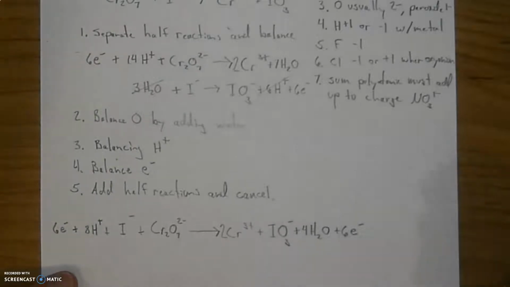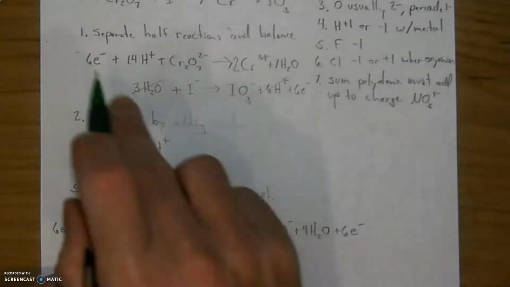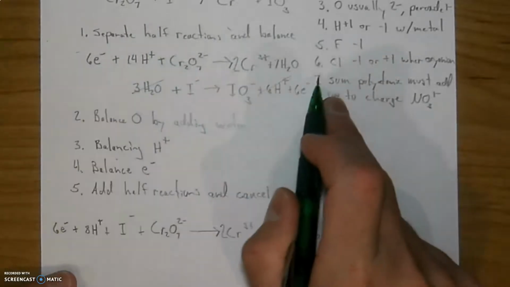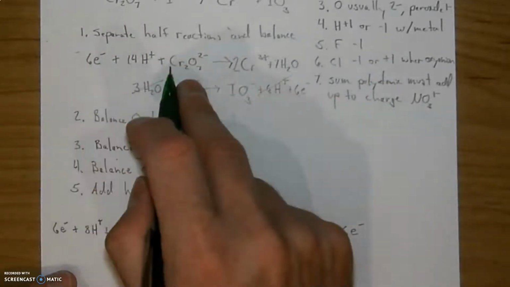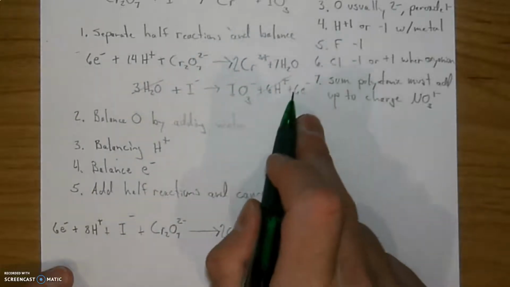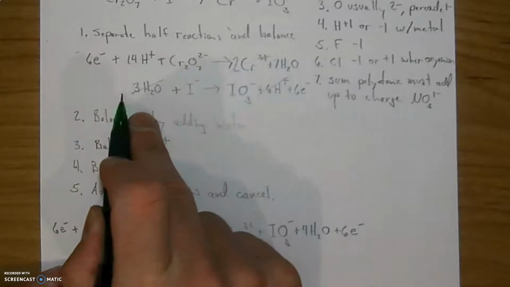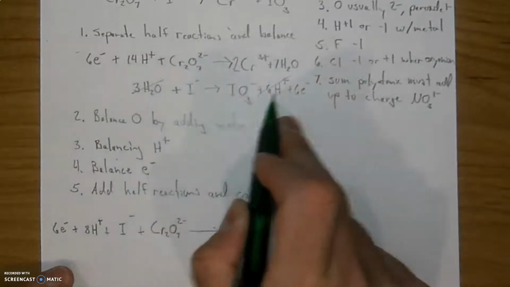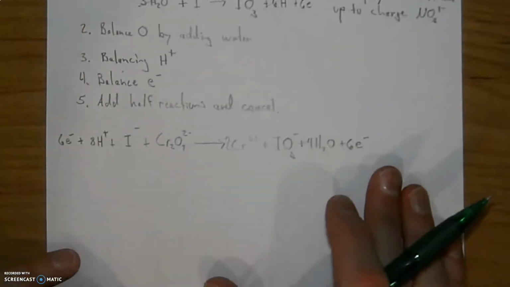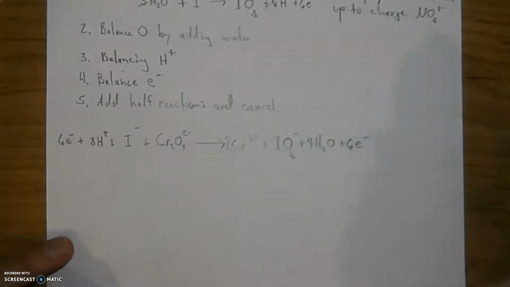So if they're not equal, say for example I have 2 here and 3 here, then I would multiply this entire line by 3, everything, to get it to 6. And then if this was a 3, I'd multiply this entire line by 2 to get it to 6. There you have it. This whole process is done. We did it. It's all balanced out.